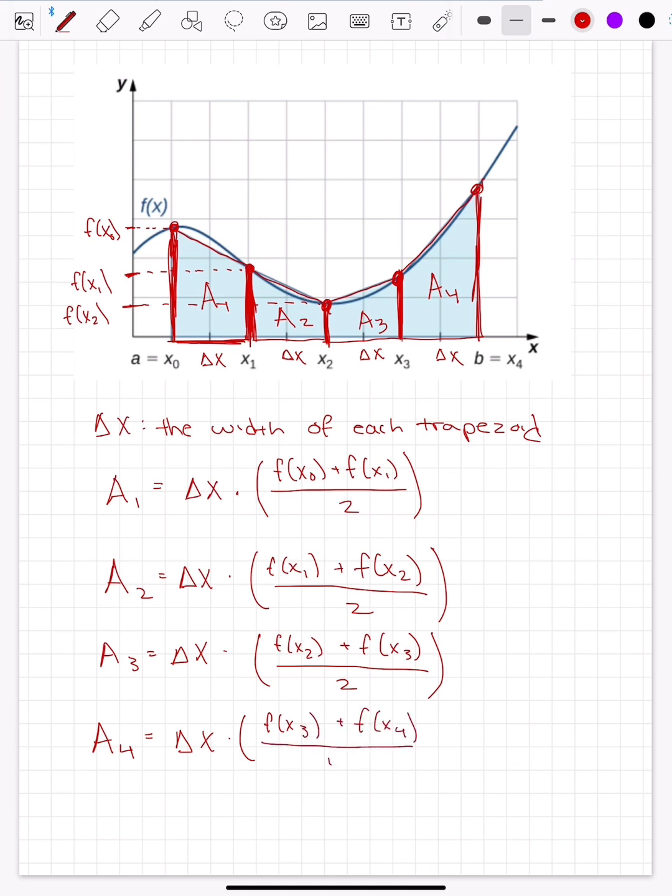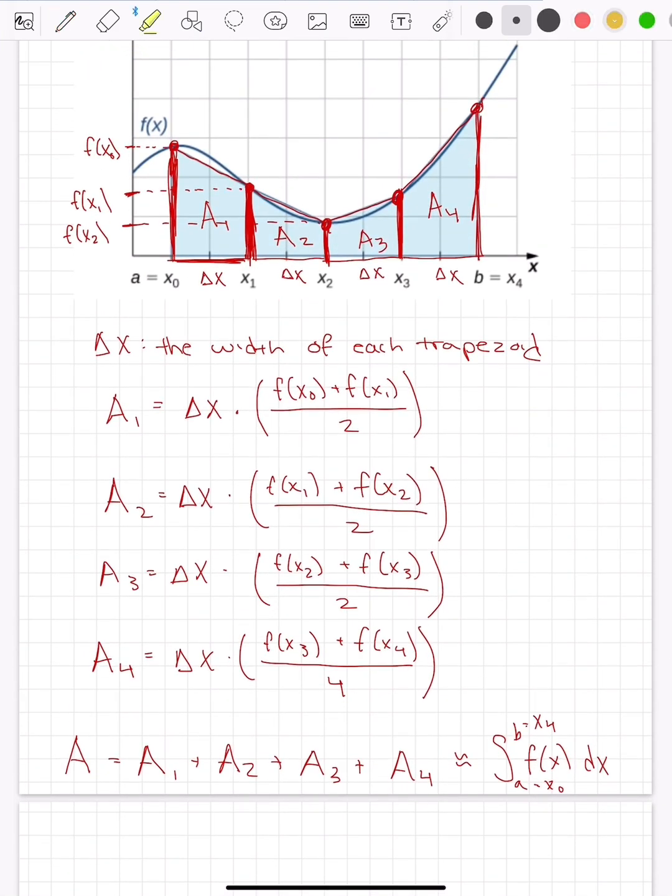So then the total area under this curve, if we call the total area just capital A, that's going to be the sum of all of the areas of these trapezoids, right? And that's an approximation for the integral of f of x dx from A to B, where B is x4 and A is x0.